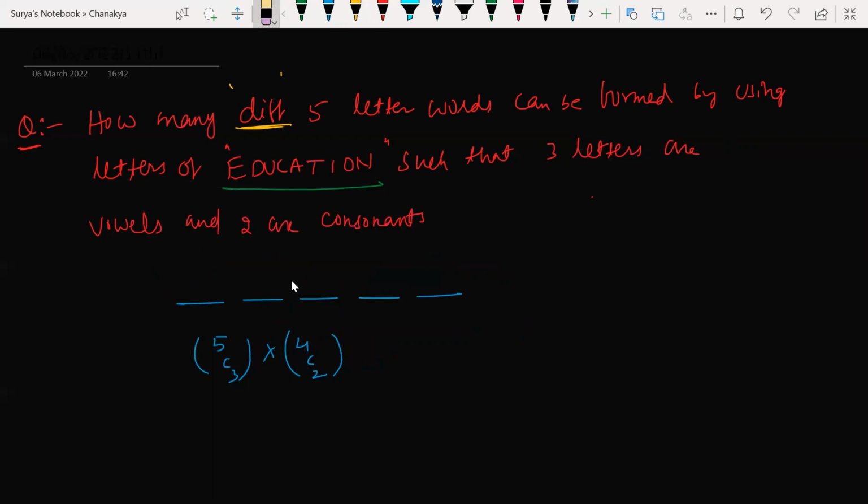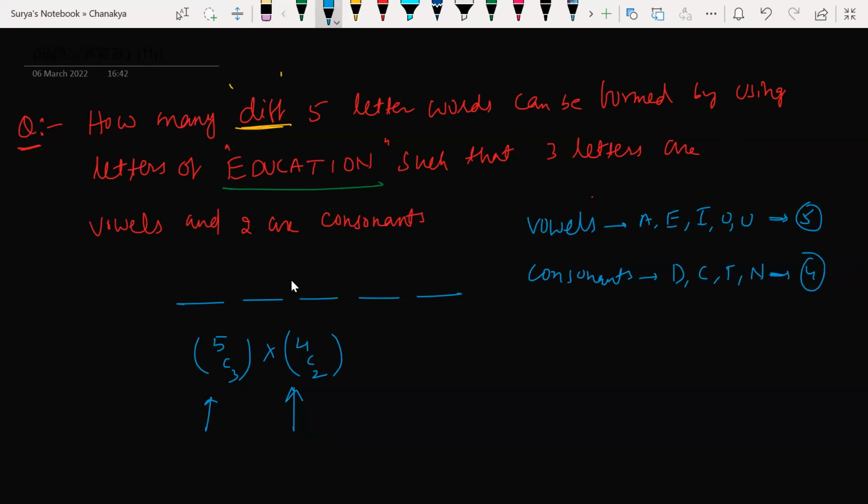Then look at this here. In how many ways can I arrange now? Out of five letters, I selected three vowels. Out of four, how many vowels do I have? How many vowels in the given word? A, E, I, O, U. Consonants, how many consonants do I have? D, T, C, N. These are the consonants I have. So total five vowels I have, four consonants I have. Out of these five vowels, I'm selecting three vowels here. Out of four consonants, selecting two consonants. Getting my point?